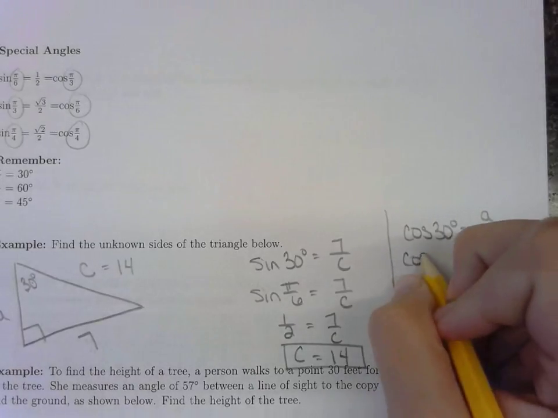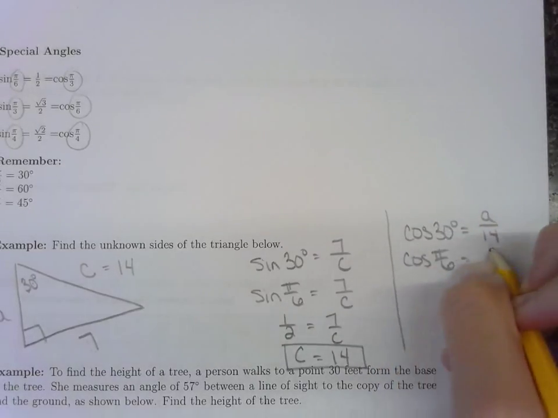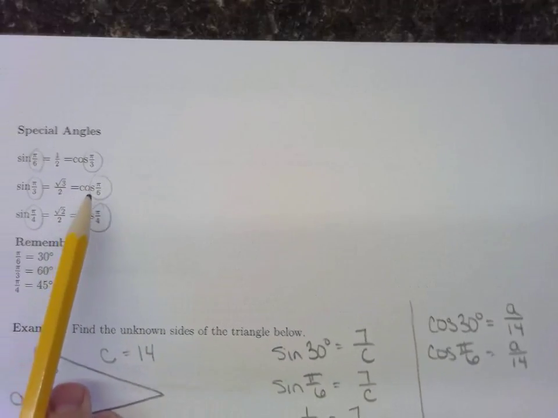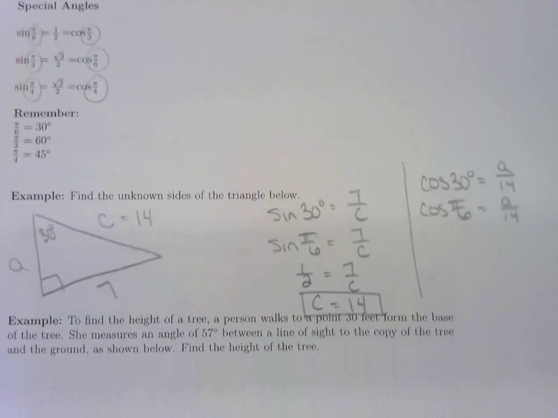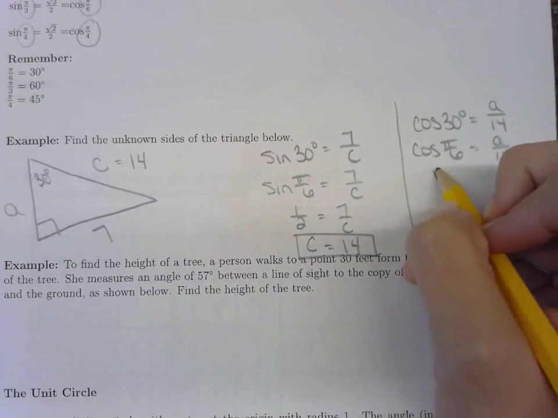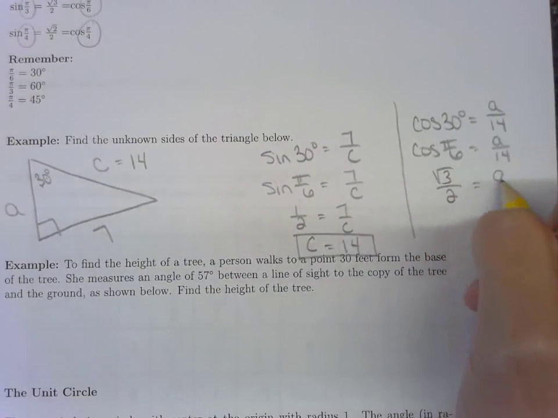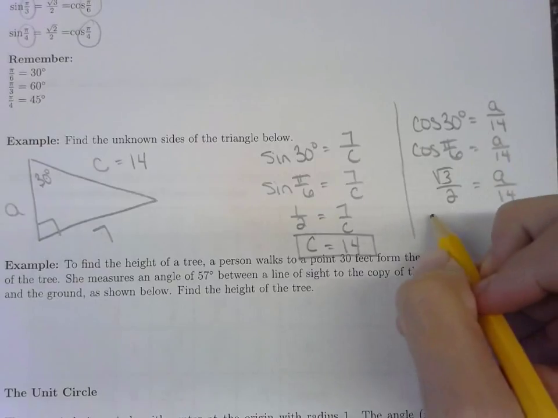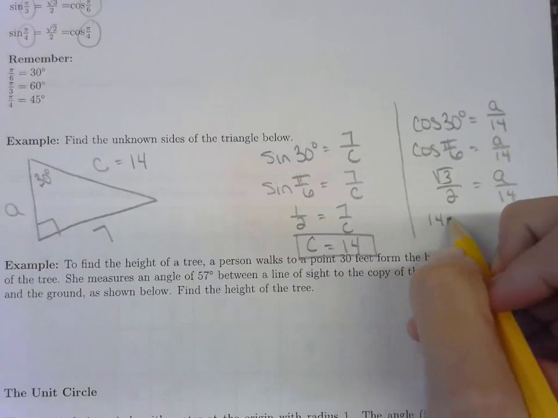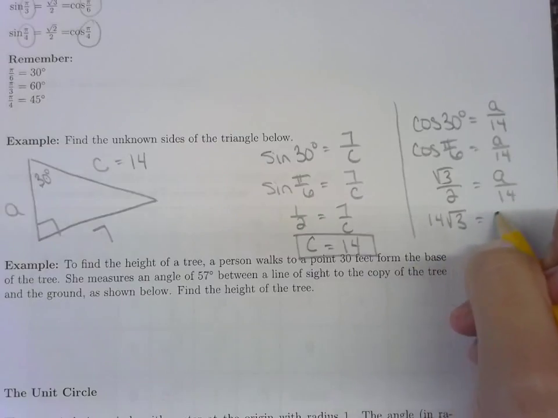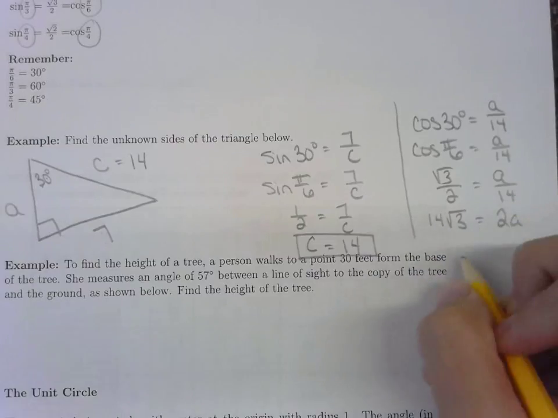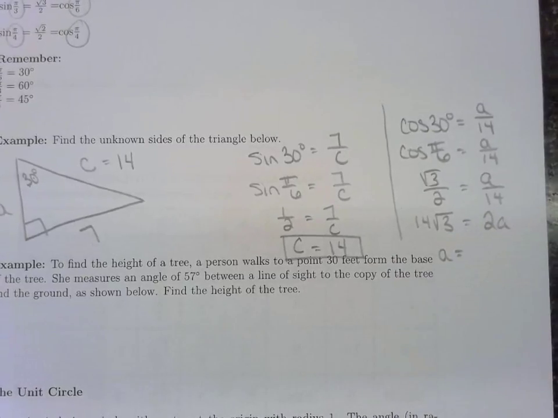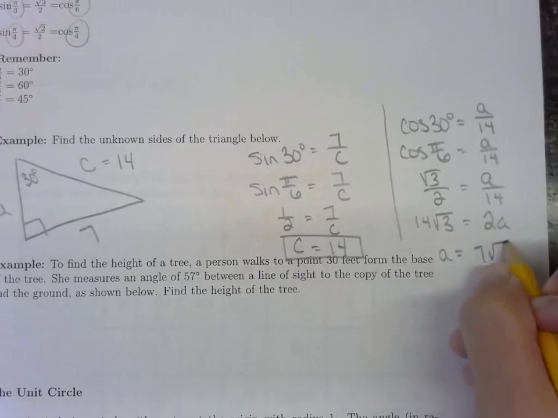So 30 degrees: cosine of pi over 6 is square root of 3 over 2, which is a over 14. So square root of 3 over 2 equals a over 14. Okay, so this would be 14 square roots of 3 equals 2a. So a, dividing by 2 on both sides here, would be 7 square roots of 3.